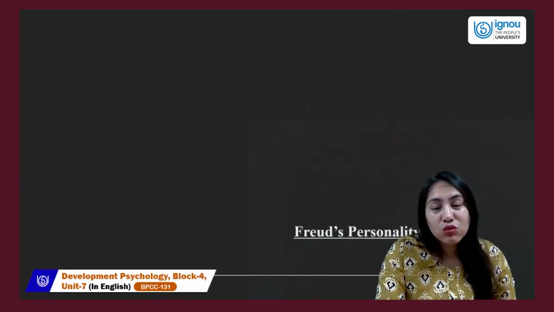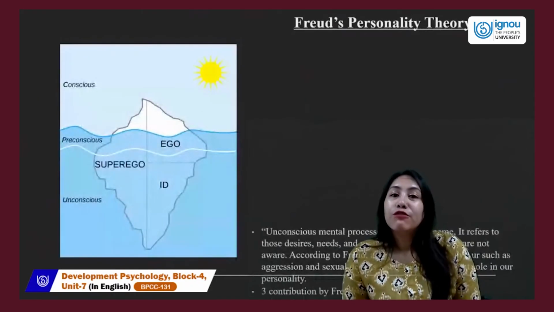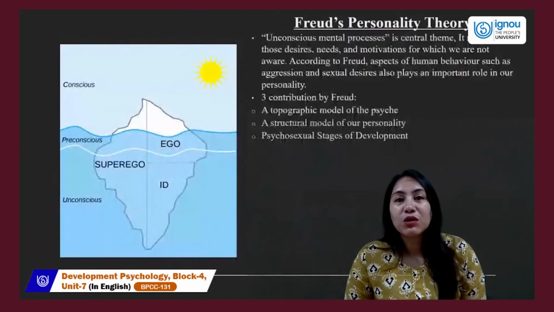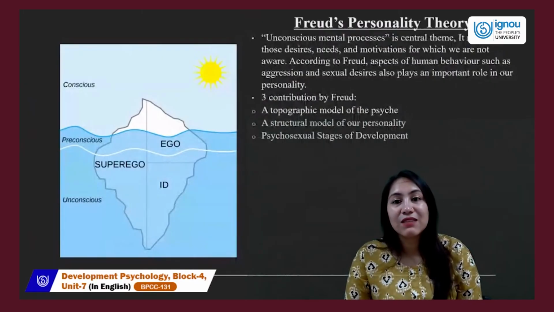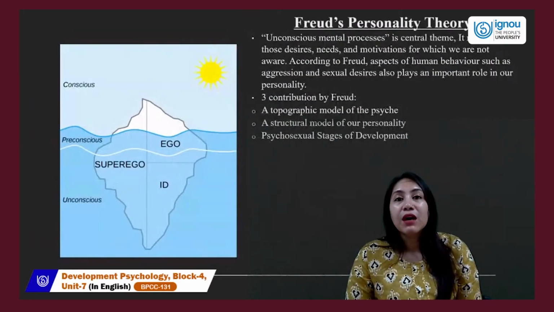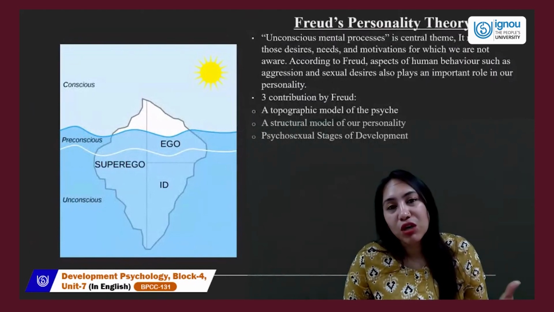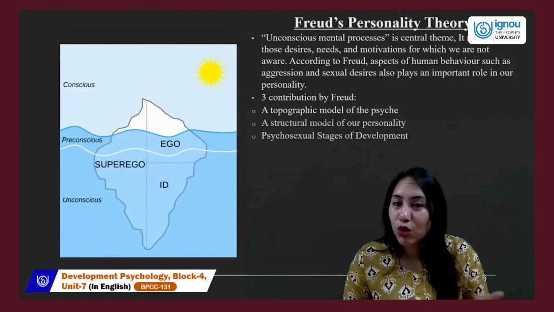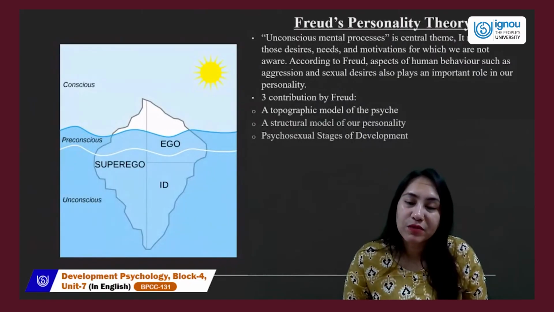Now let's come to a major part of the theory which belongs to Freud. Let's talk about Sigmund Freud's contribution to personality development. Personality development, according to Sigmund Freud, happens at various levels. He gave three major contributions: the topographic model of psyche, the structural model of personality, and the psychosexual stages of personality.